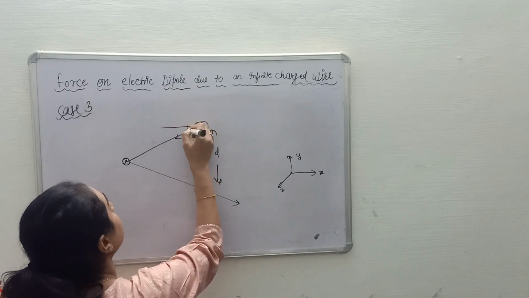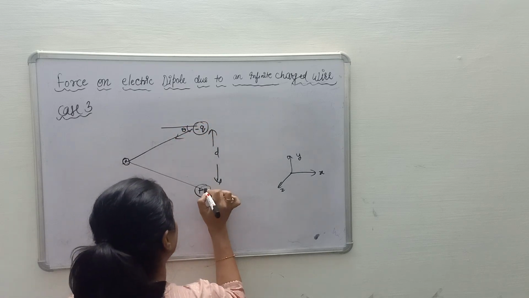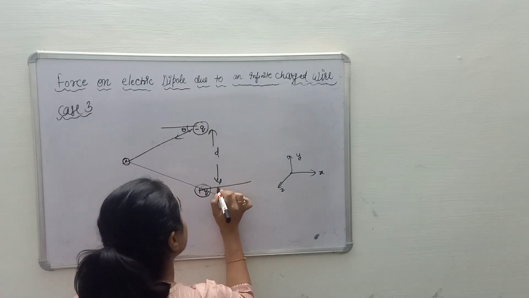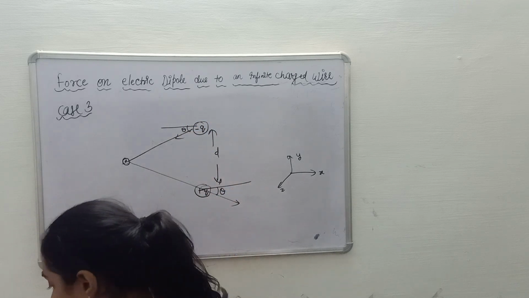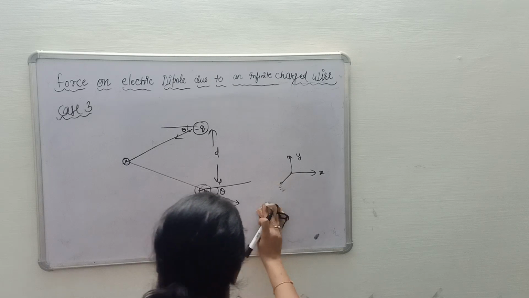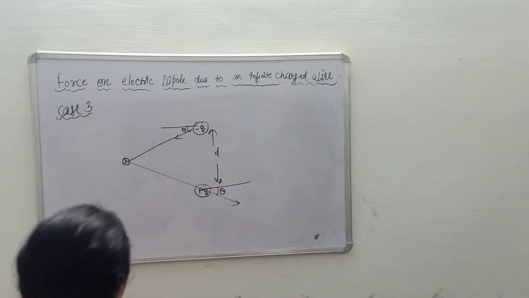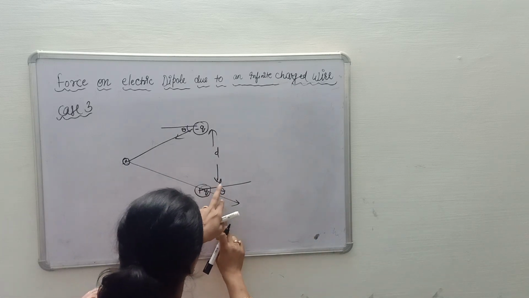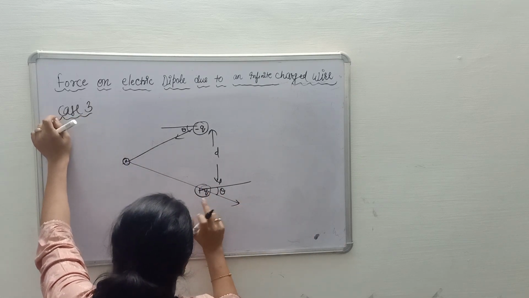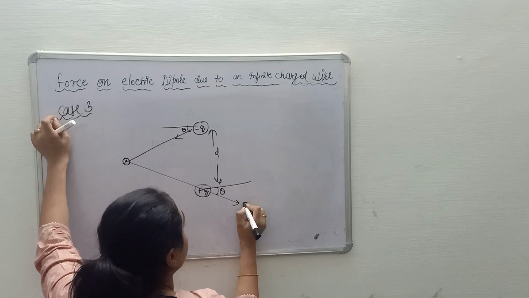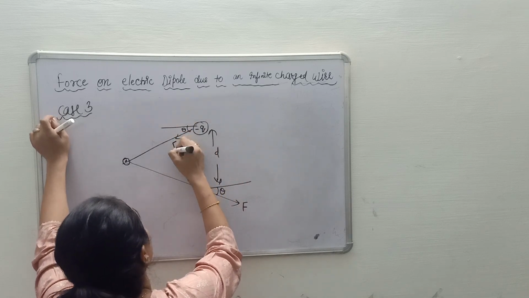This is the angle theta. And here also this charge is making an angle theta with the horizontal. In both of the cases, the angle theta is being made. So check the component, right? This is the direction of the force and this is the direction of the force.